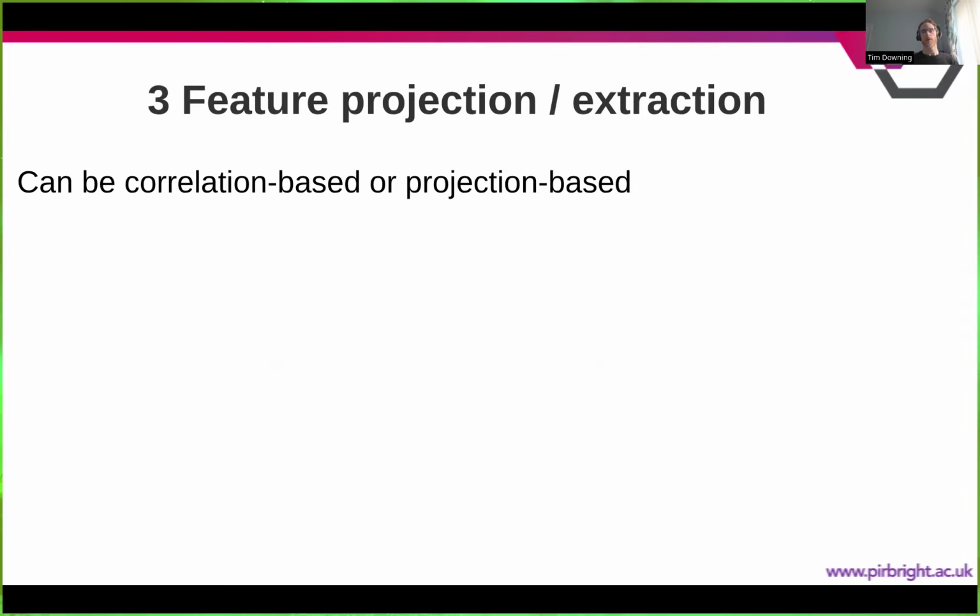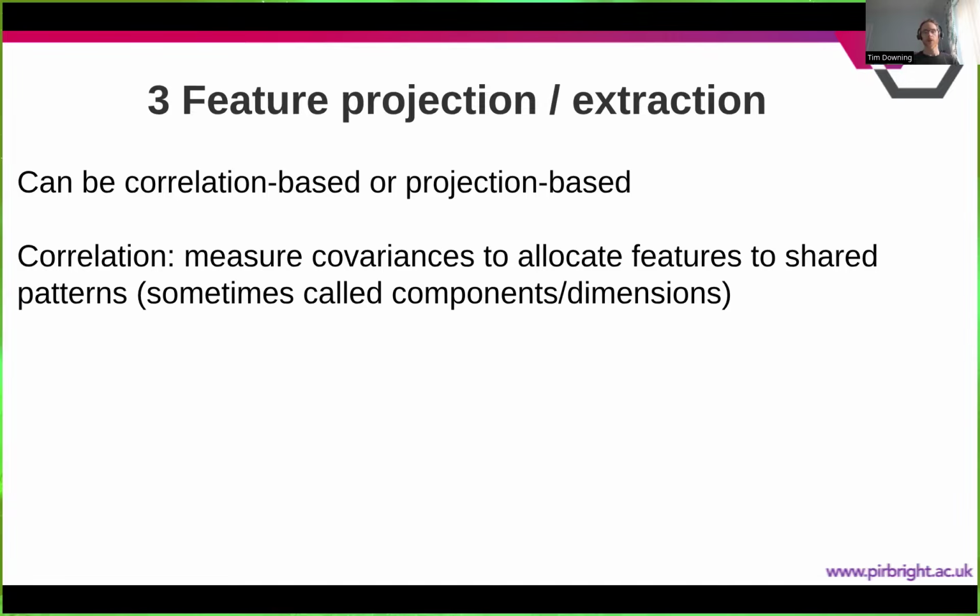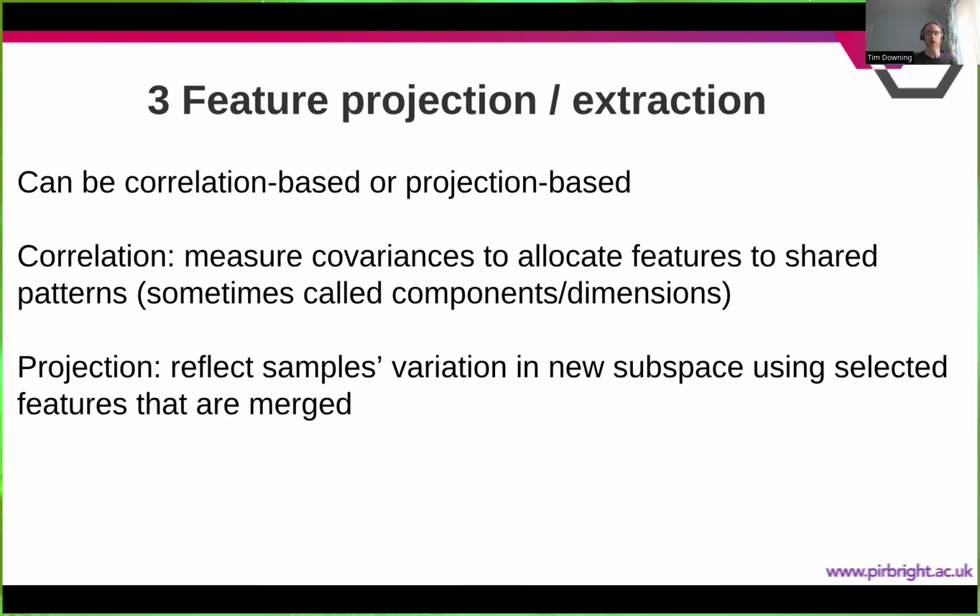There's different types of dimension reduction. It can be correlation based or projection based. For correlation, we're essentially measuring covariances to allocate the features to shared patterns. Sometimes those shared patterns are called components or dimensions. For projection based, we're trying to reflect the sample's variation, but in a new subspace using selected features that are typically merged.